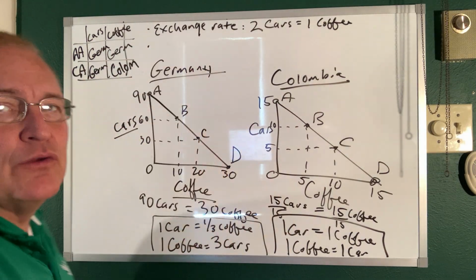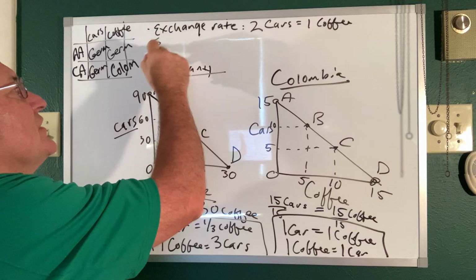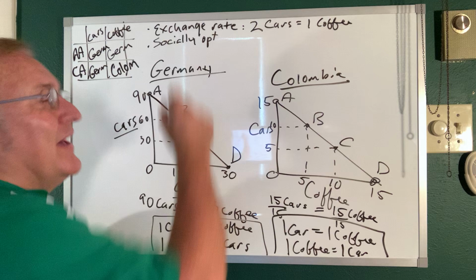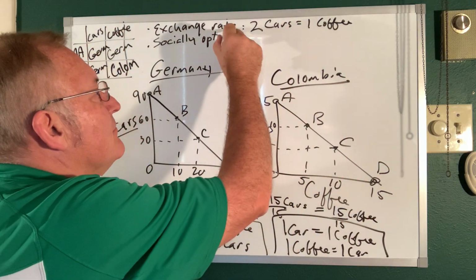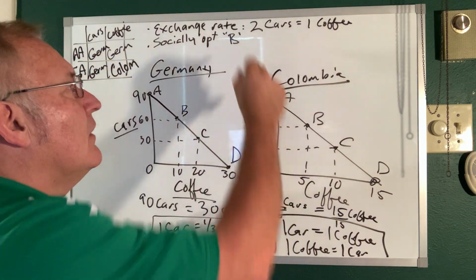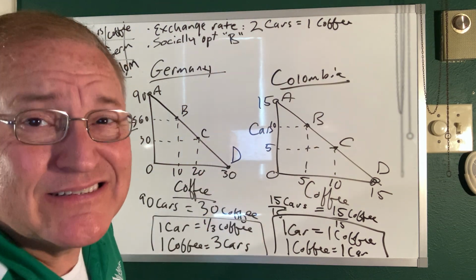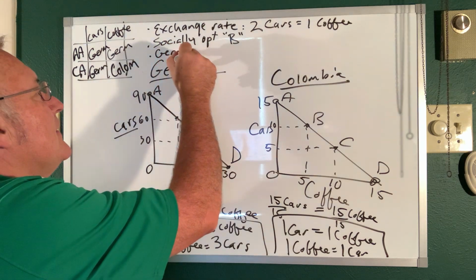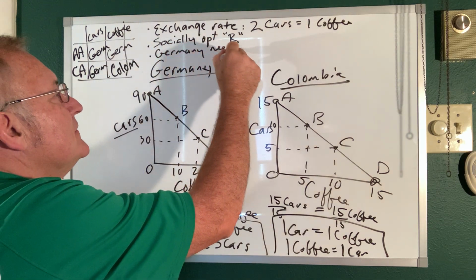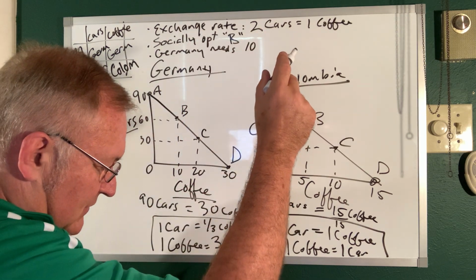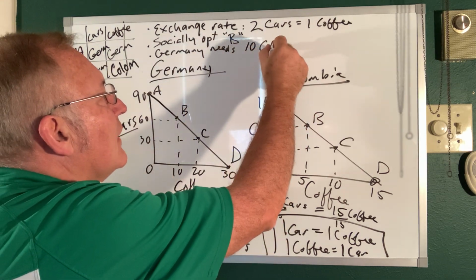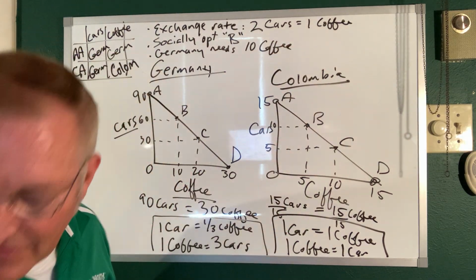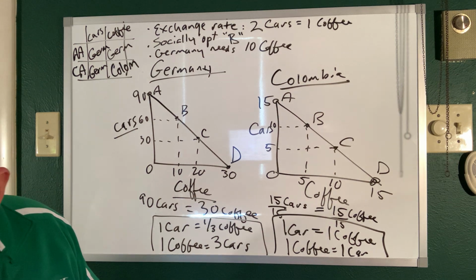The other thing I have to tell you is what the socially optimal point is. So the socially optimal, or the best for society point in both cases is going to be B, because recall, production possibility doesn't give you that information. And then the third thing I'm going to tell you is that Germany needs 10 units of coffee.